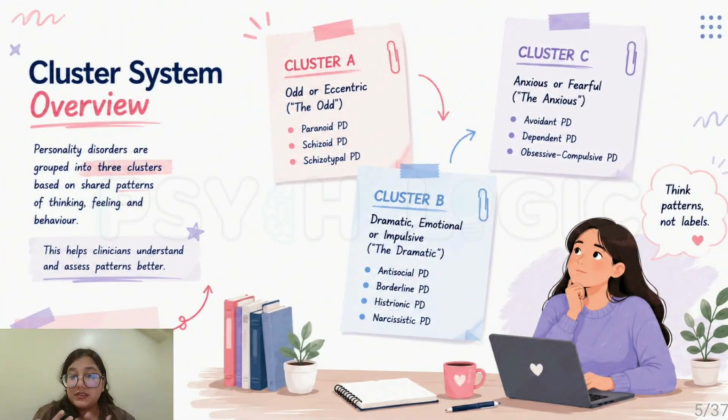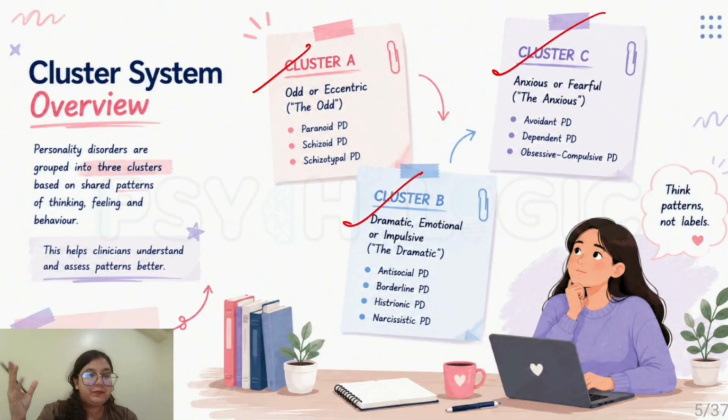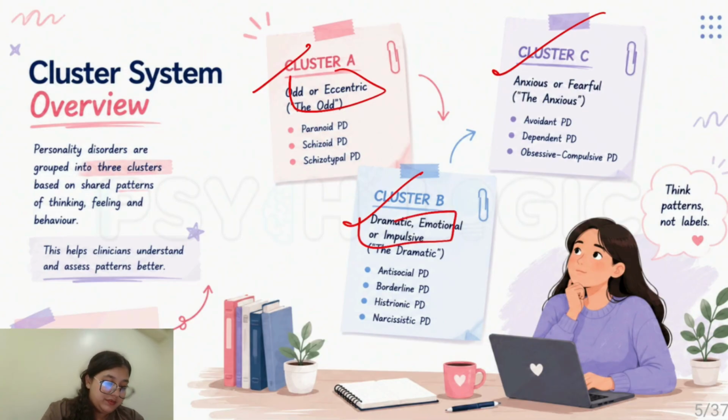Now that we know what a personality disorder is, the next question is, how do we remember all of them? Honestly, if you try to memorize all the 10 personality disorders one by one, you will probably end up mixing all of them. So to make our job easier, DSM divided them into 3 clusters: cluster A, cluster B, and cluster C. Cluster A is odd or eccentric, cluster B is dramatic, emotional, or impulsive, and cluster C is anxious or fearful. Let's first understand the personality of each cluster very briefly.